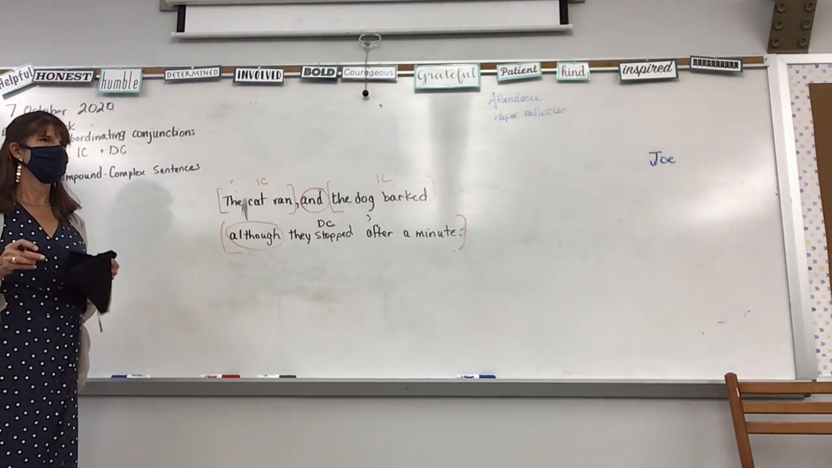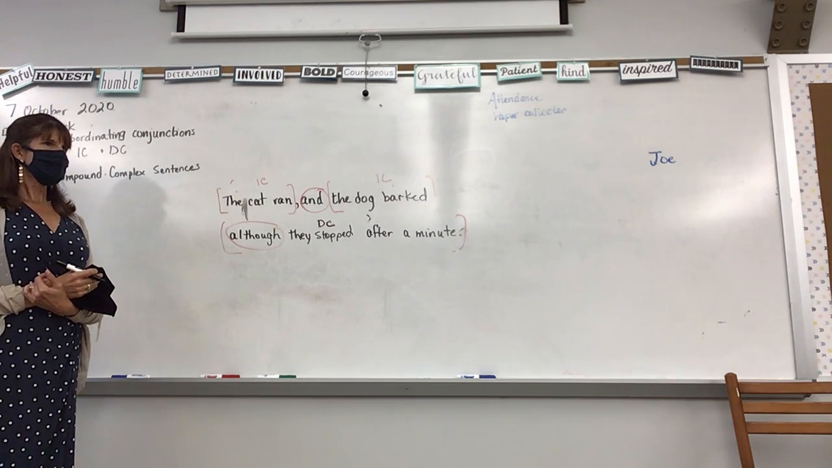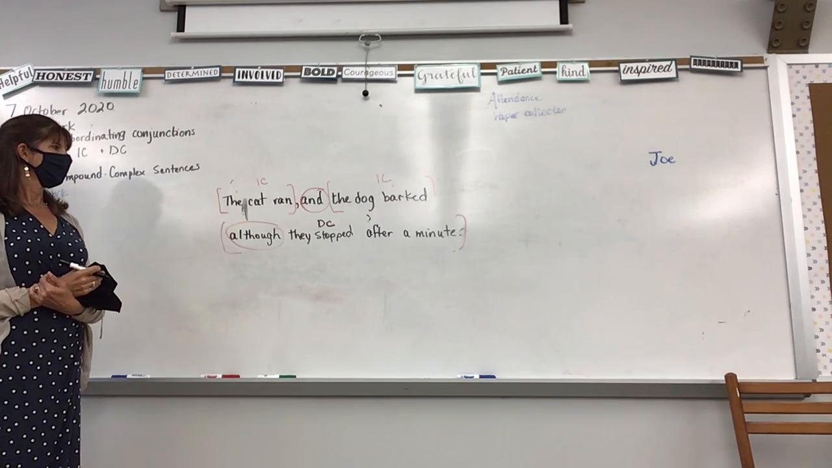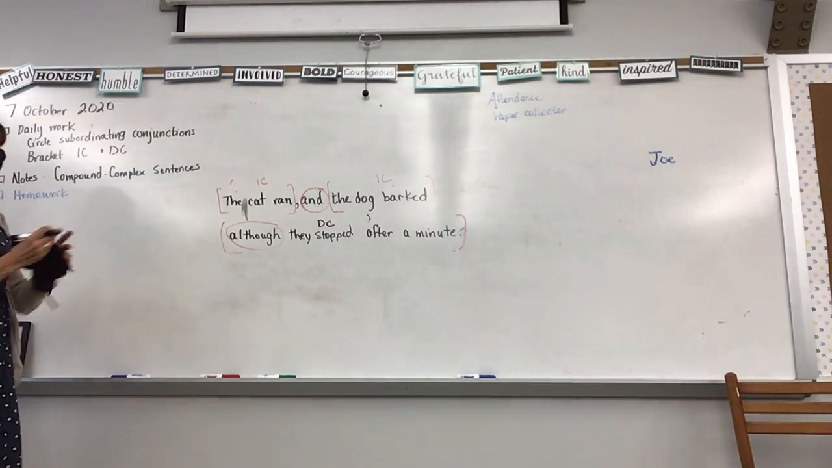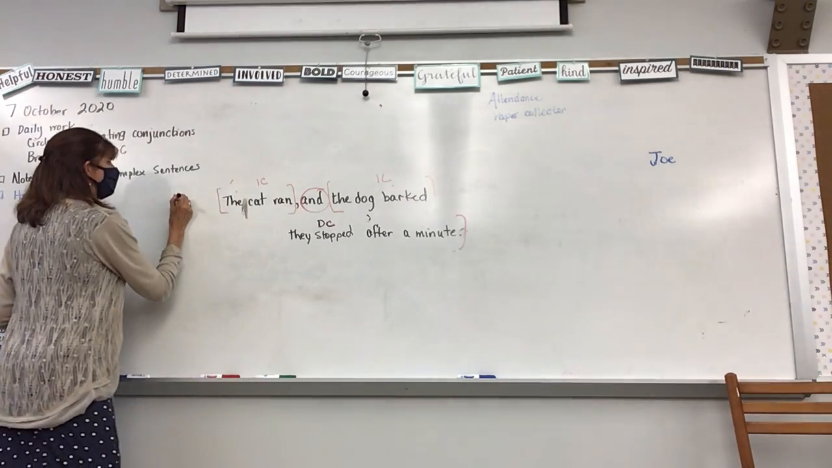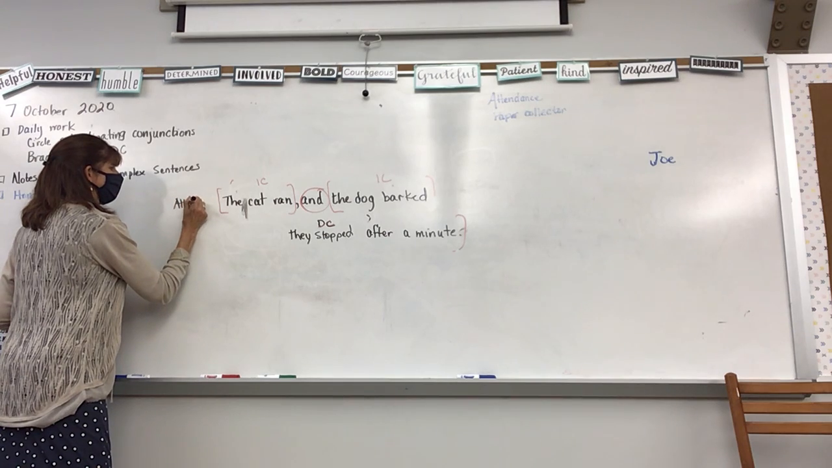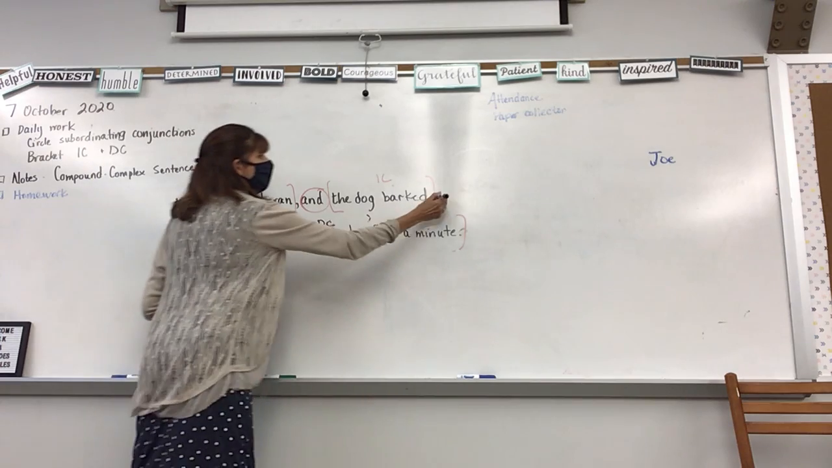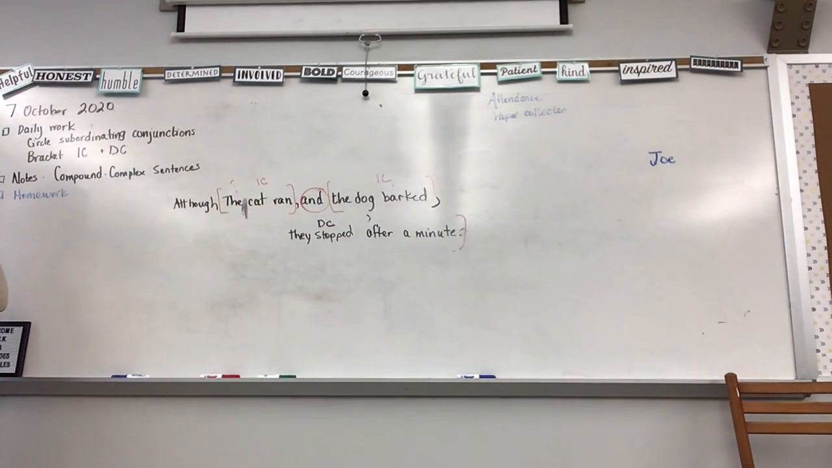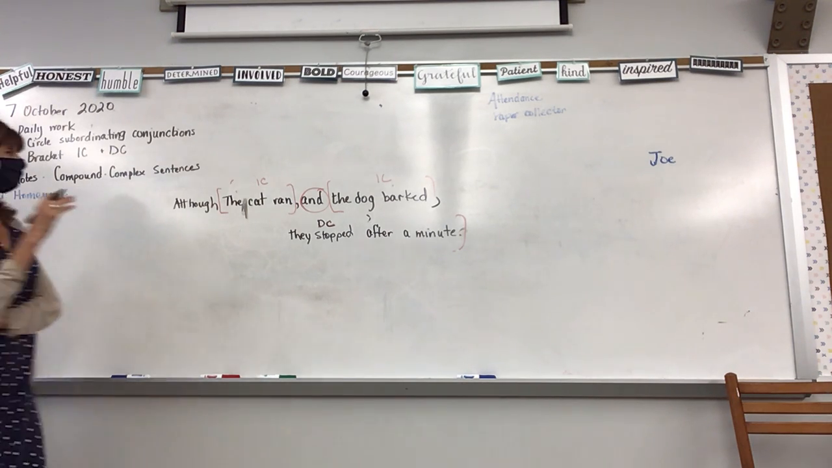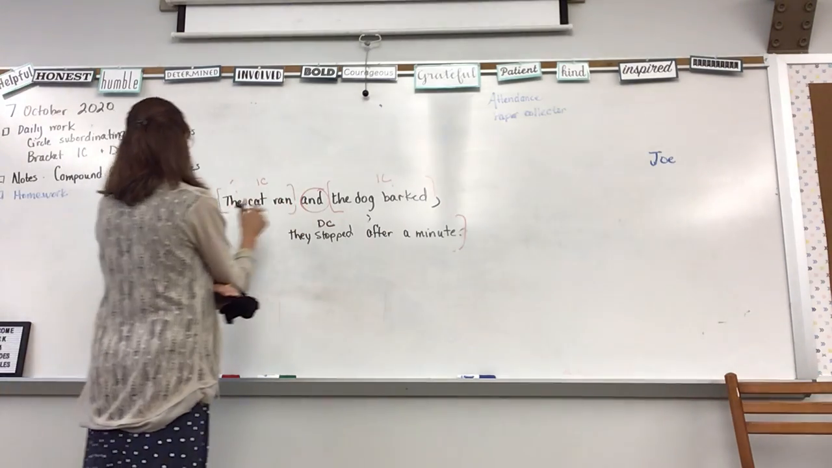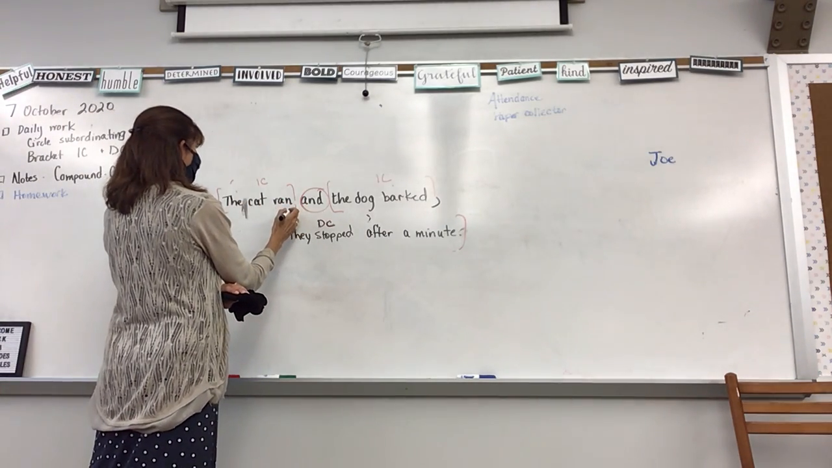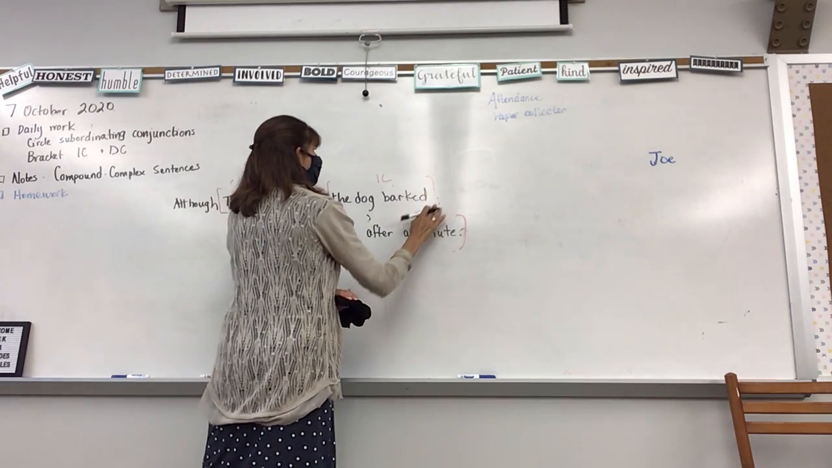Davis, question. Would this still be a complex sentence if you said, although the cat ran and the dog barked, they stopped after a minute? Yeah, you could pull this up, let's do that. So if we said, although the cat ran and the dog barked, there would be a comma then, right? But wouldn't that make, although the cat ran, a dependent clause? Although the cat ran, this is where you would have the comma, you wouldn't have the comma here.